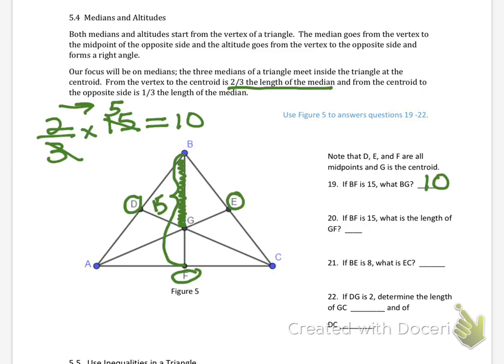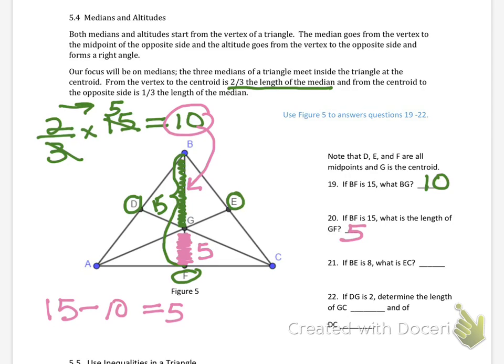Then it goes on to say, if BF is 15, what's the length of GF? Let's change colors a little bit. Here is GF. If the whole thing is 15, and I just figured out that BG is 10, so this 10 is the BG, what's the length of GF? Well, if the whole thing is 15 and the bigger piece is 10, then 15 minus 10 leaves me with 5 for the little piece. So that's going to be 5.